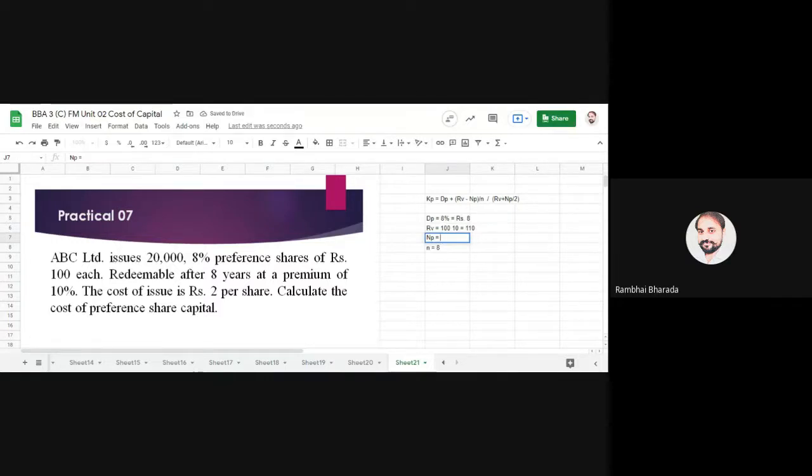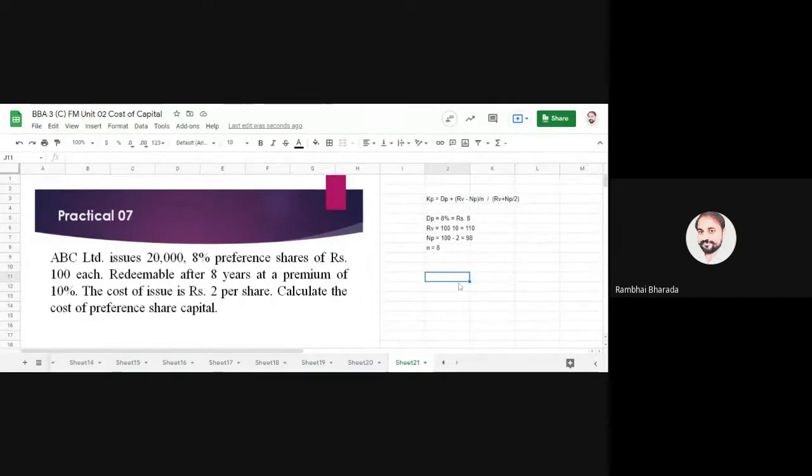The issue cost is 2%. Which cost? Issue cost. So it will be applicable to which value, RB or NP? NP, okay? See, at the time of issue, only 100 is given to you. No discount, no premium. So we will write directly 100 minus issue expenses, which is rupees 2, so 98. Are we clear about 8, 110, 98 and 8? Is everyone clear about these 4 values?